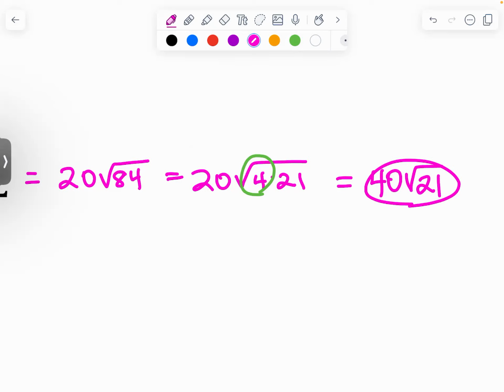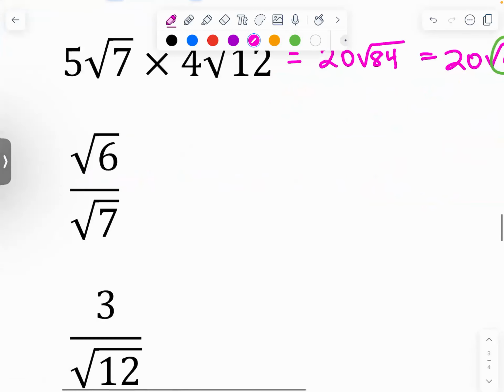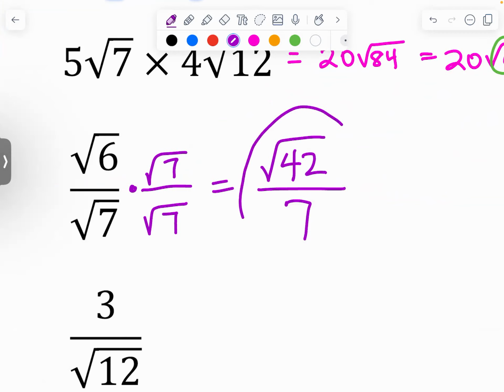Now, when I look around the room, it looks like we're okay with the second one too. It looks like we multiplied both numerator and denominator by square root of 7. So we have the square root of 42 over 7. And there is nothing else we can do because 42 is 2 times 21. So 2 times 3 times 7, none of those are perfect squares. So we are stuck.